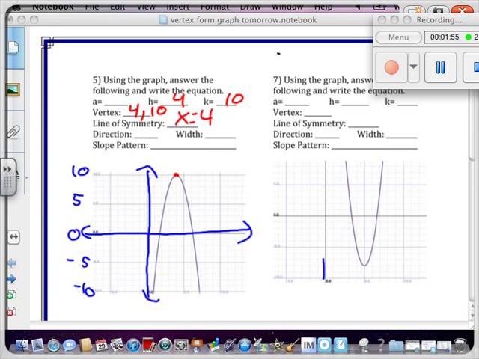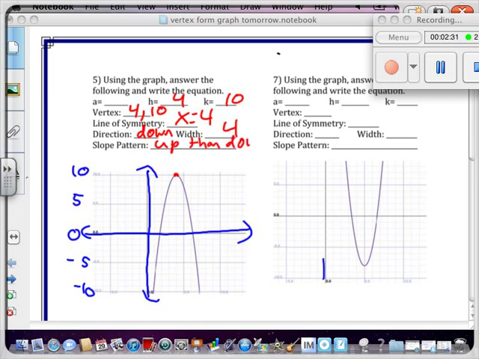All right, what direction is the U going? Down. All right, we can do the width. The width is, if we look at the x-axis, the difference between them. So we gotta count, and it's really hard on yours. So I'm gonna count on mine. 1, 2, 3, approximately 4. The width is approximately 4. What about the slope pattern? Does it go up first? Does it go down first? Up first, then down.